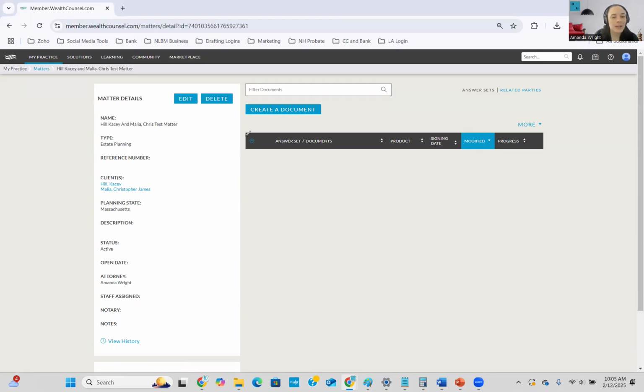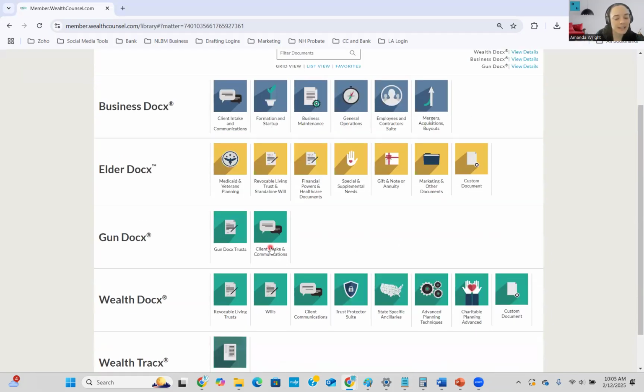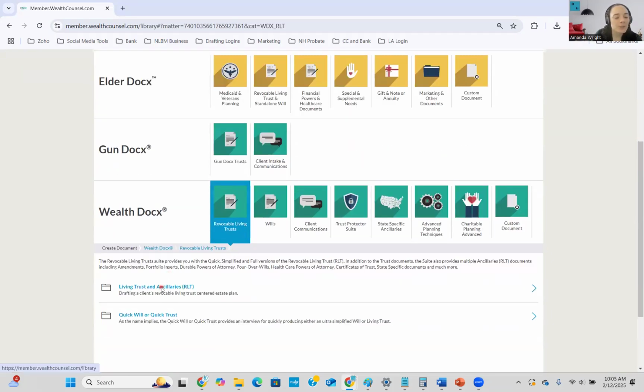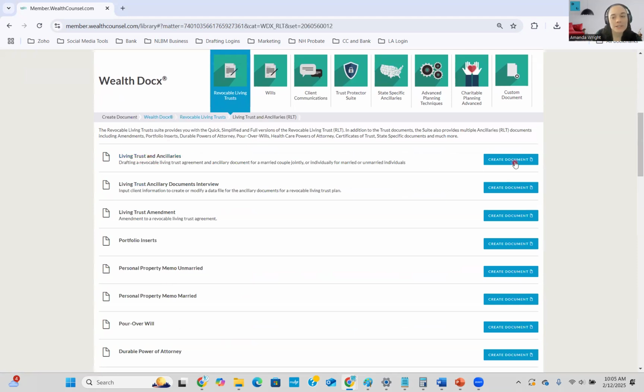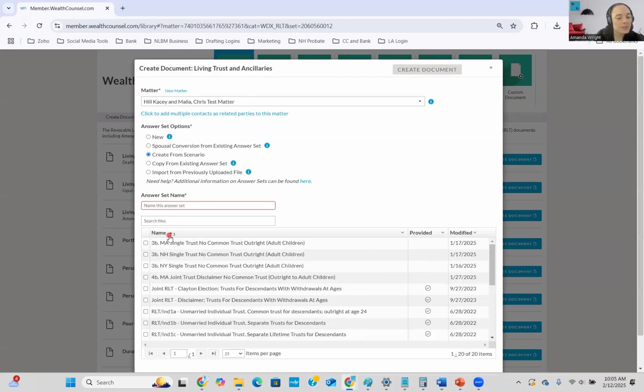And we're going to go ahead and hit create, and we're going to draft from a scenario. So we're going to check revocable living trusts. We're going to click here, and we're going to click living trusts and ancillaries, create a document, and we are not going to draft from scratch. We're going to create a new scenario, and we're going to look for our scenarios.